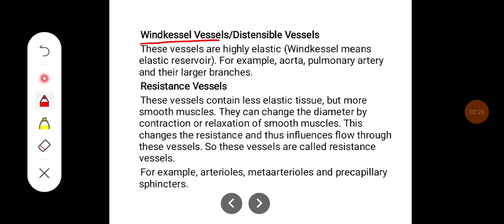Windkessel vessels, that is, distensible vessels. These vessels are highly elastic. Windkessel means elastic reservoir. For example, the aorta, pulmonary artery, and their larger branches.